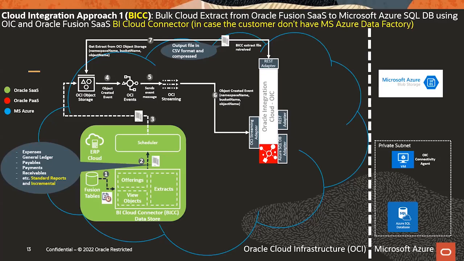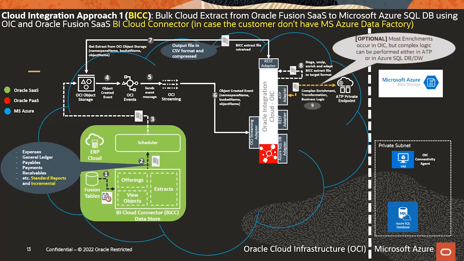In this case, those cloud extracts are output files in CSV format, and they are zipped, compressed as well. So using the stage file action within Oracle Integration Cloud, we can stage this file, unzip it, enrich it, and finally adapt it so it can be sent to Azure, right? If you have complex transformations, optionally you can use ATP, Autonomous Transaction Processing, for doing that complex transformation. Actually, we're doing this in the same bank in the UK.